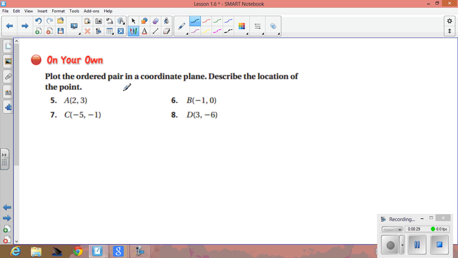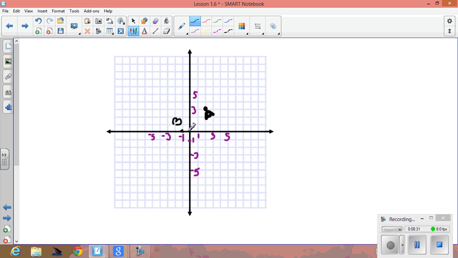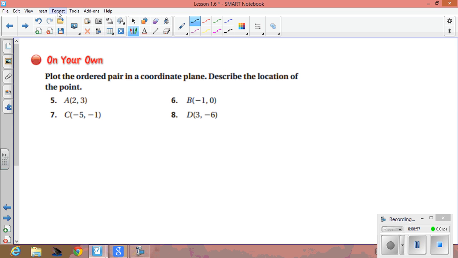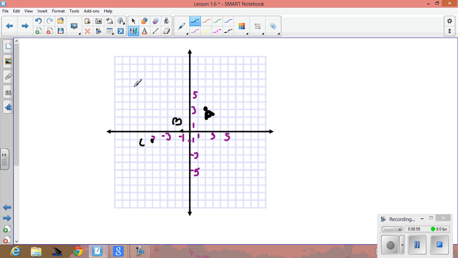All right, point C is -5, -1. So on the x, I'm going to go over to -5, and then I'm going to go up 1. Or was it -1? Sorry about that. So -5, -1, go over to -5, and then go down 1, right in here. That's C. And then point D is 3, -6.